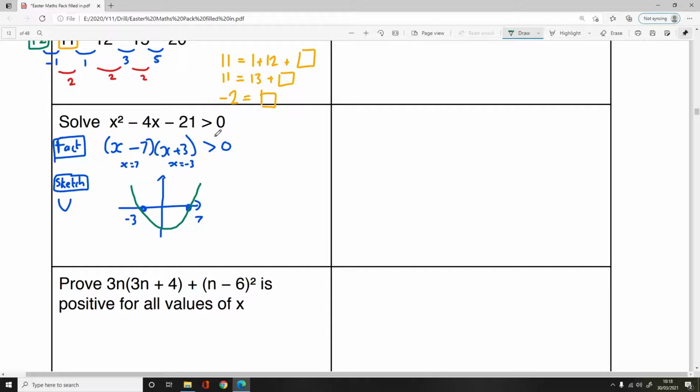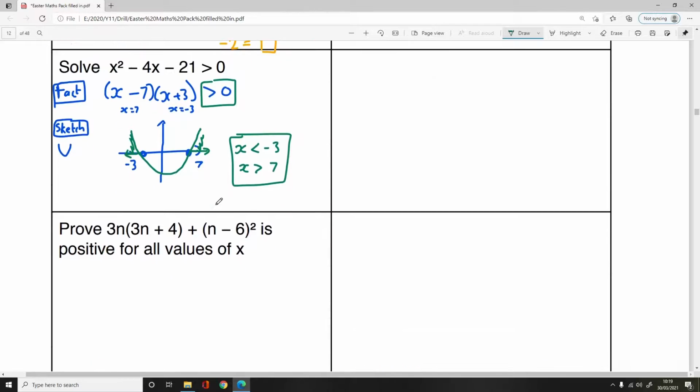Okay, what do we want to know? We want to know when this is greater than 0. And that's going to be here and here. Those are the bits where the graph is above the axis. How would you write those two things down? Well, we'd say that x either has to be less than minus 3 or x has to be greater than 7, because we're talking about values which are less than minus 3 and greater than 7 on that graph. So that's the process.